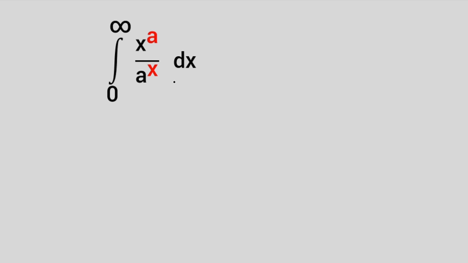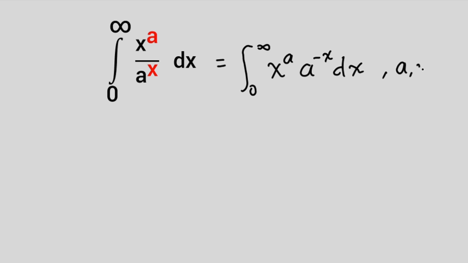Now let's get started. This problem is the same as the integral from 0 to infinity of x to the power a times a to the power negative x dx. But note that a and x is never equal to 0. It's very important. All right, now let's pay attention to this part of the problem.